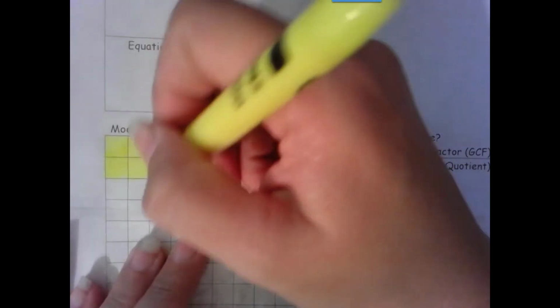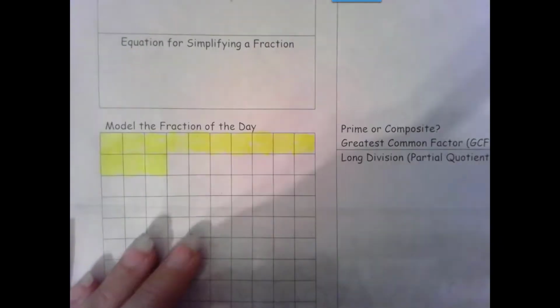Remember to pull the page out to color in the box, and then we slide it back in to do the work.